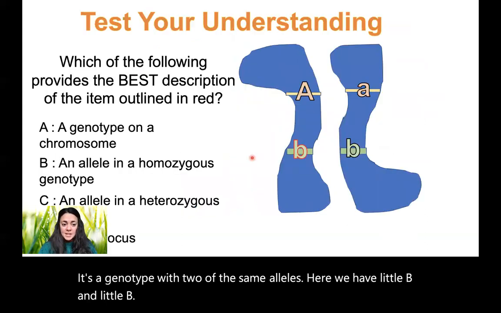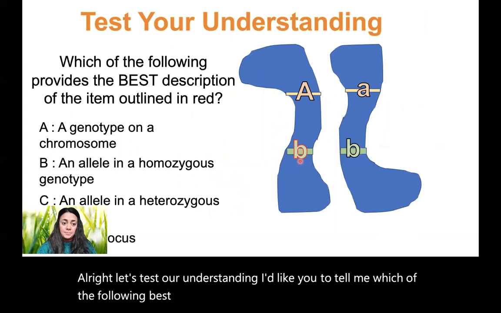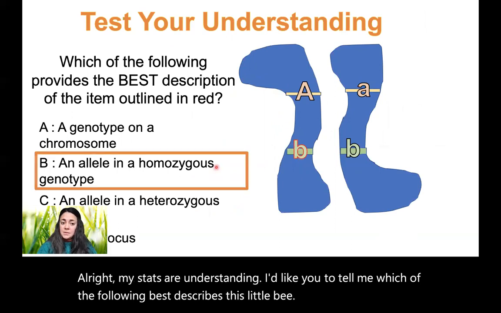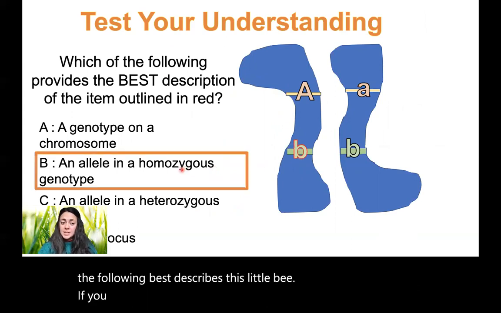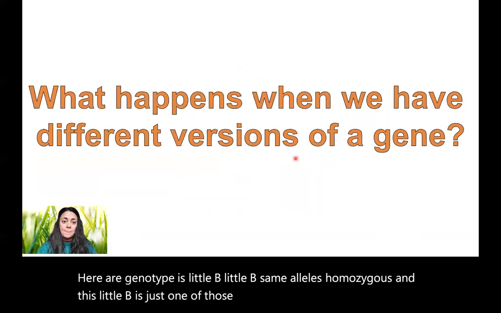All right, let's test our understanding. I'd like you to tell me which of the following best describes this little b. If you chose an allele in a homozygous genotype, you are correct. Here our genotype is little b, little b, same alleles, homozygous, and this little b is just one of those two alleles.